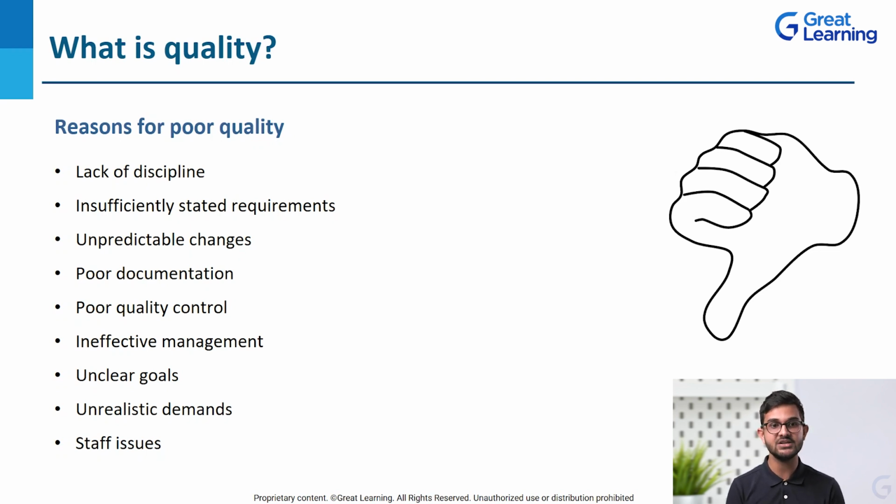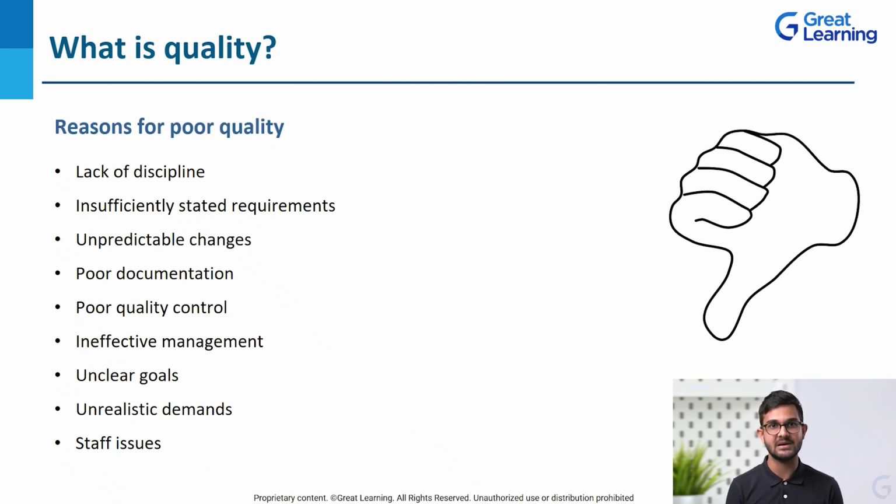Then poor documentation and poor quality control. So that is also one thing. If you have not documented everything, you do not know what you have learned from your previous project. Maybe you have made a mistake. If you have learned from that previous project, you can definitely implement that because you have it documented. But if you don't document the same, you will have no learnings from your previous projects. That can also cause poor quality.